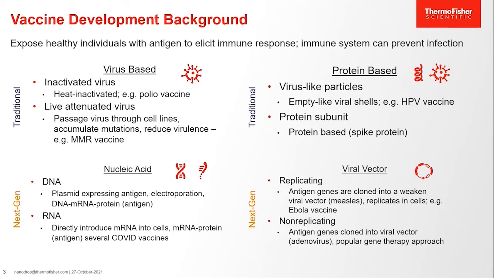The final category is the use of replicating or non-replicating viral vectors. And this platform involves cloning antigen genes into a well-characterized viral vector like adenovirus. Again, one of the examples that we'll talk about or that's given here is the Ebola vaccine. So now let's talk a little bit more specifically about mRNA vaccines.